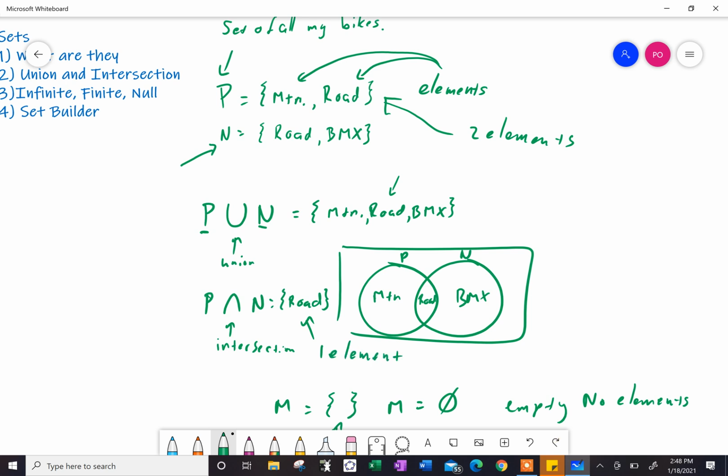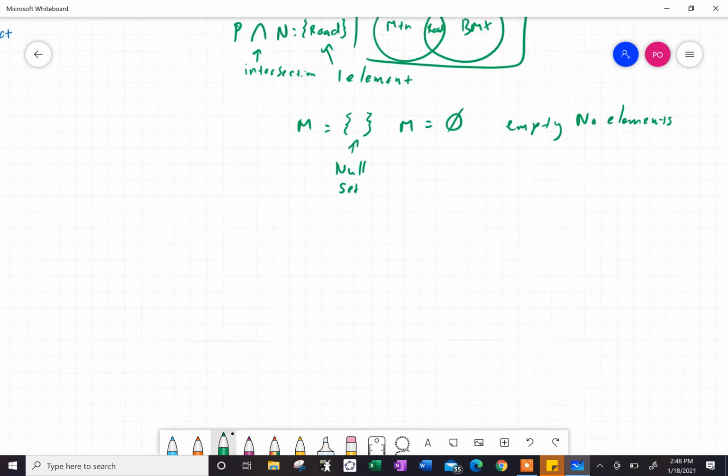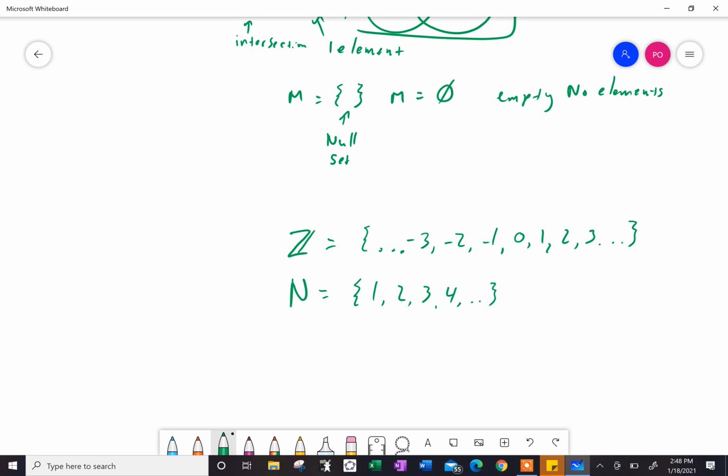It is also possible to have an infinite number of elements in a set. So for example, the integers, which we called Z before, would be an example of an infinite set. And as a matter of fact, the natural numbers, which we call N, are also an example of an infinite set. And at this point in time, you should be thinking, whoa, whoa, whoa, wait a second.